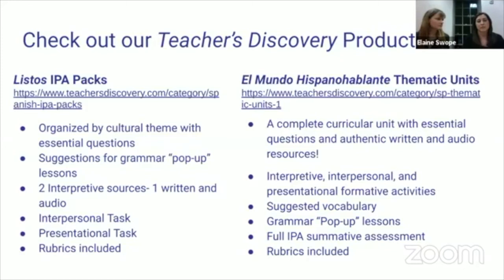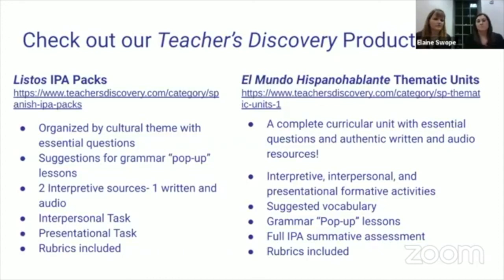And we have both. So for example, with the interpersonal task that we have created as a writing, we also have a suggestion for speaking in case you wanted to go that route. Same with the presentational. And the rubrics are included with the IPA Packs. But the IPA Packs are just the IPA. But like I said, it's by theme and already has essential questions written for you.